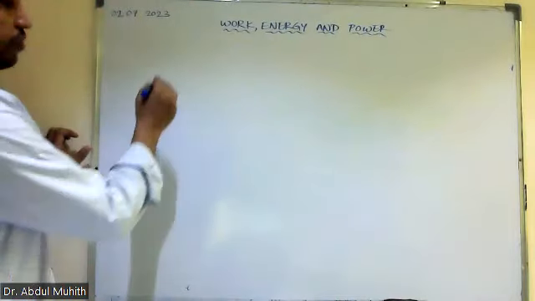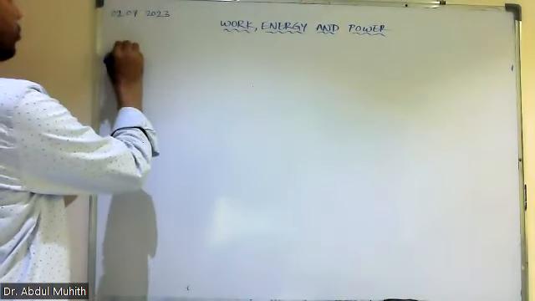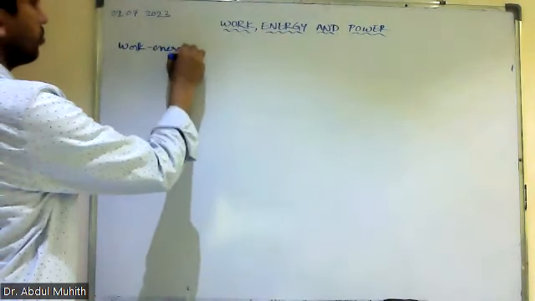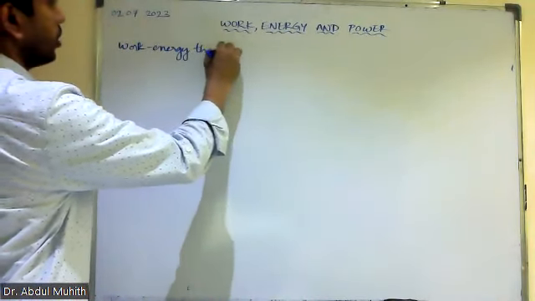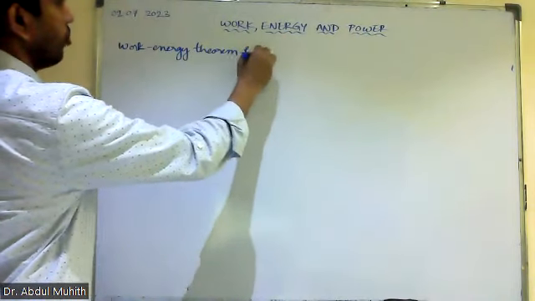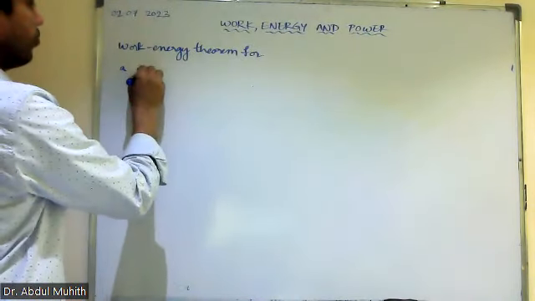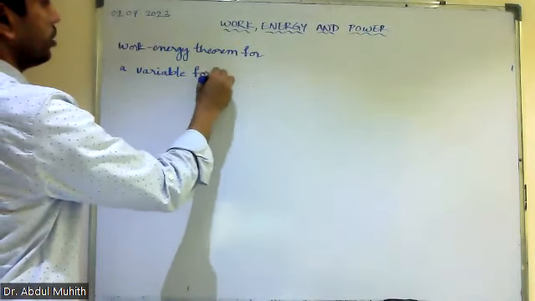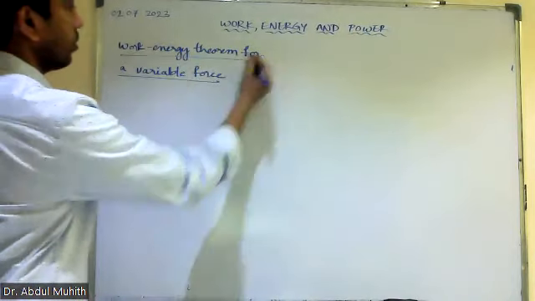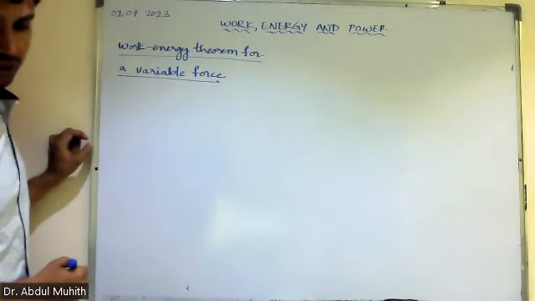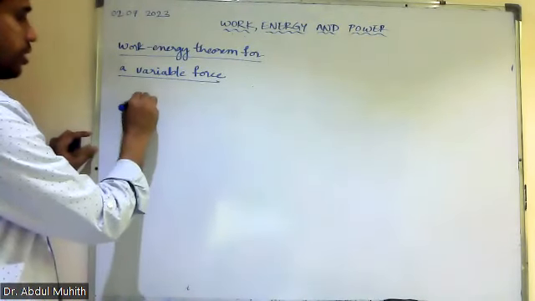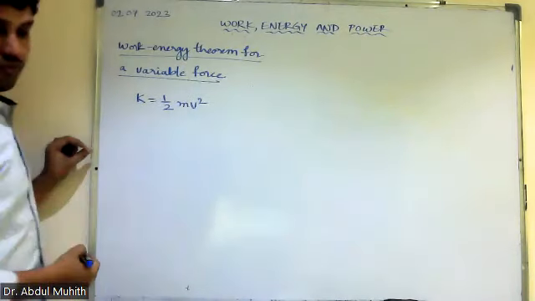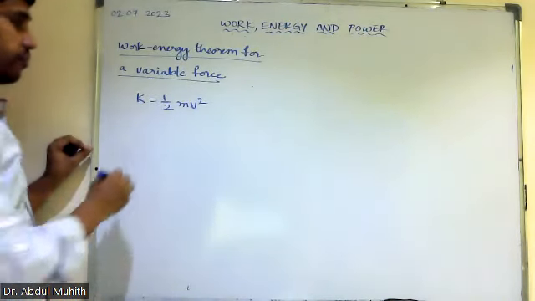Work energy theorem for a variable force. So we have seen the formula for kinetic energy is half mv square.